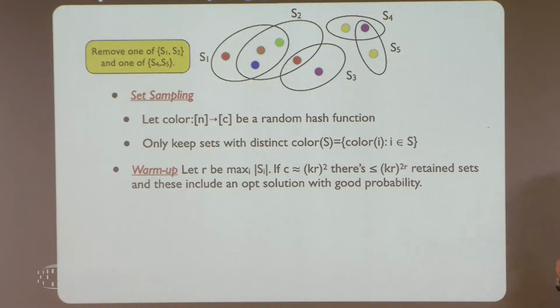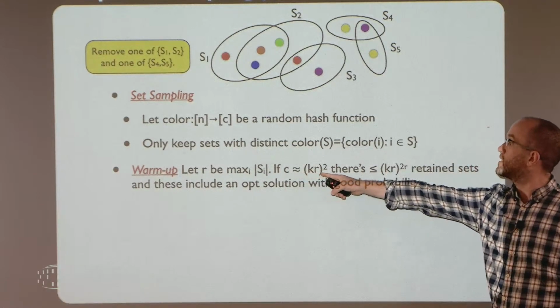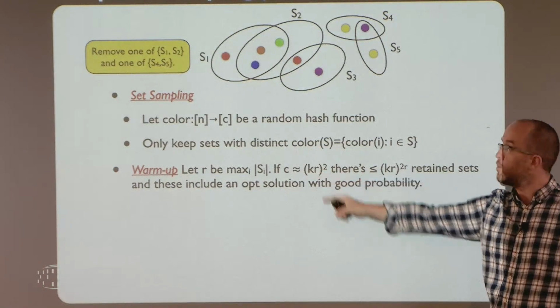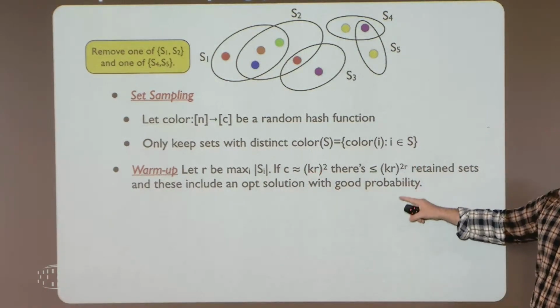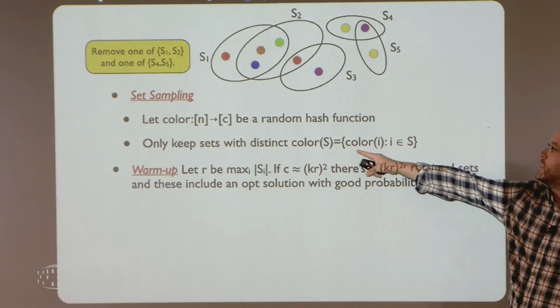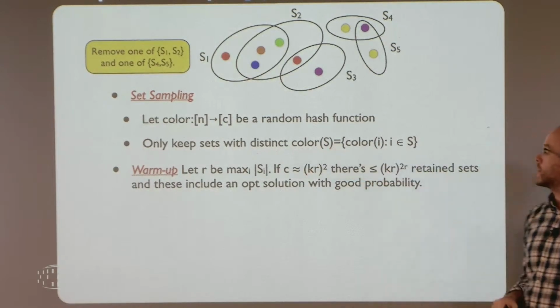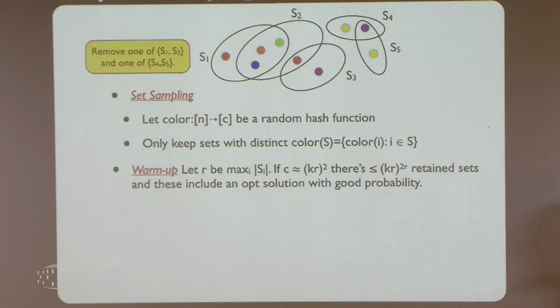So my claim is, if you set C appropriately, you are able to throw away many of the sets, and also the optimum solution amongst the sets you keep is exactly the same as the optimum solution of the original instance. As a warm-up to this, let's assume the number of colors we use is roughly k r squared, where r is the arity of the hypergraph, the size of the maximum set. If we're using this number of colors, then since we're remembering at most one set with each color value, there'll be at most this number of sets maintained.